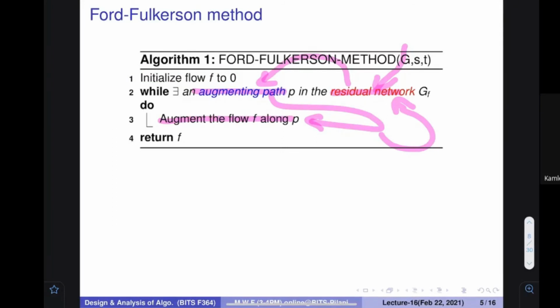Everybody, three things you are going to ask from me, sir. What is the residual network? What is the augmenting path? And how can I augment the flow into the network? That's a very simple thing again, but just focus on them so that you can ask the questions.